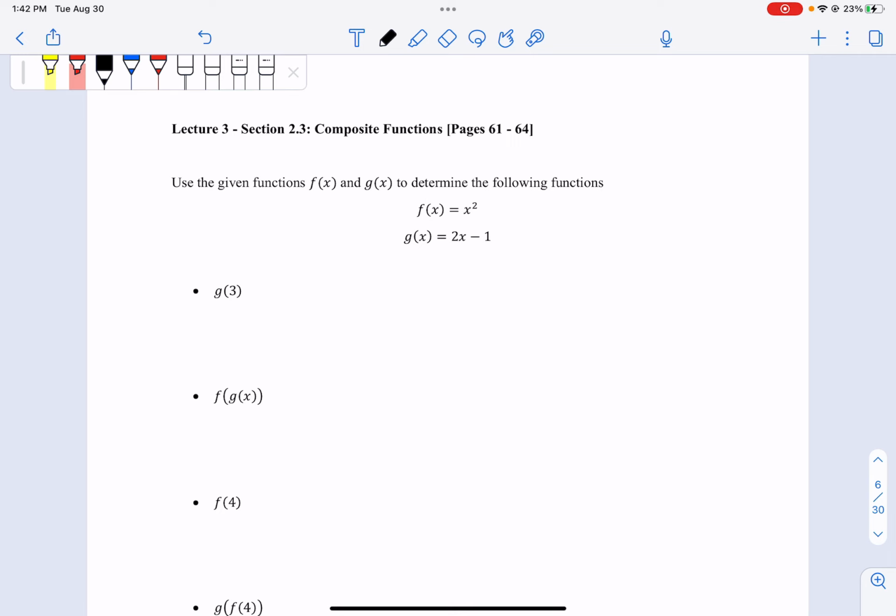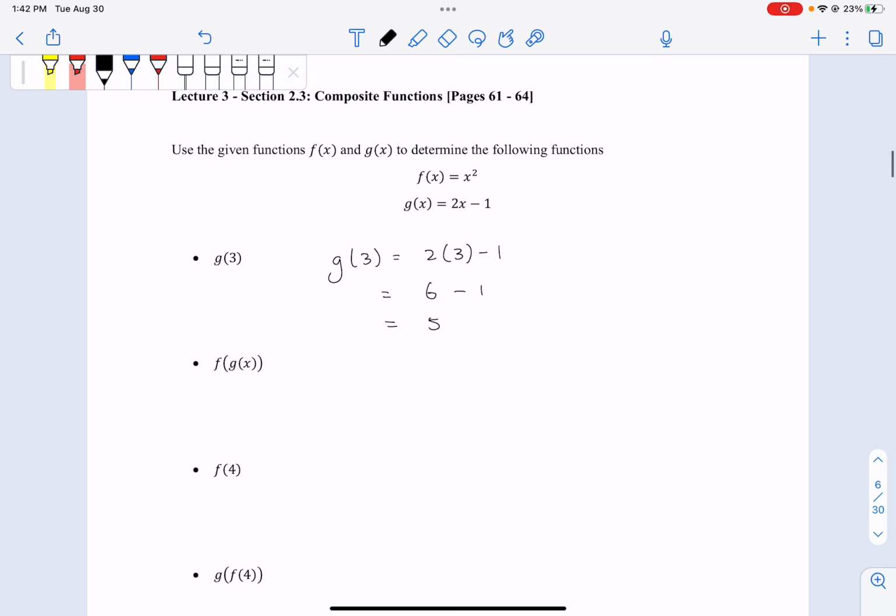So what is g of 3? G of 3 means you take the 3 and you plug it into all the x values. So g of 3 is 5. What about f of g of x? Well, this should be 3. F of g of 3.